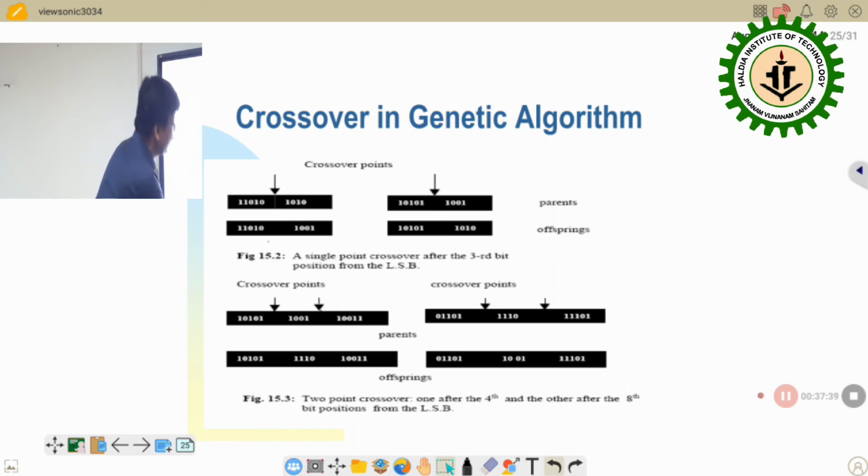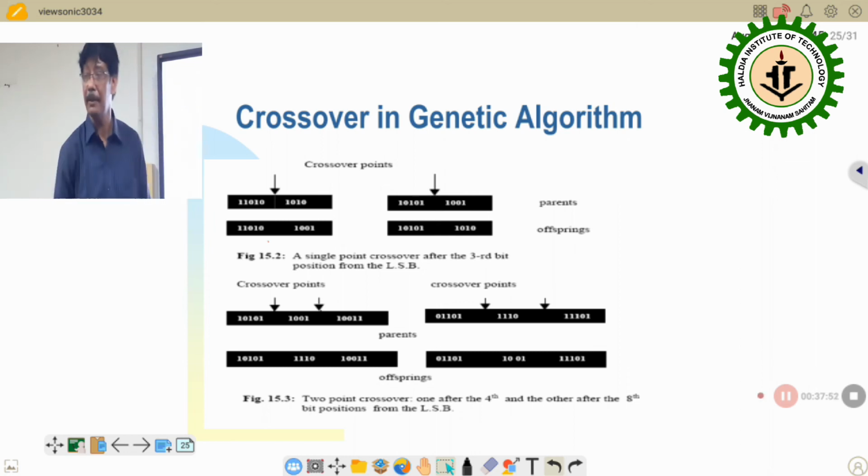Now you see, here there are two parents, parent number 1 and parent number 2. Parent number 1, how many bits? 14 bits are there.